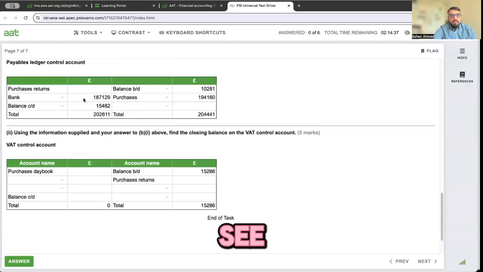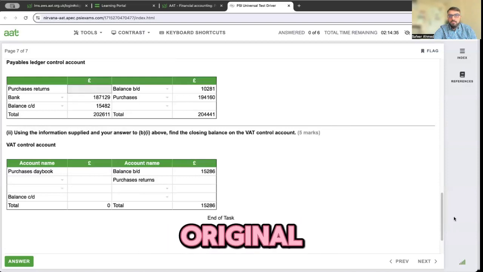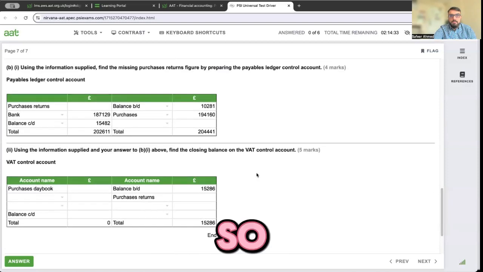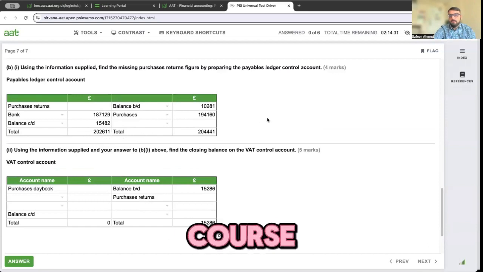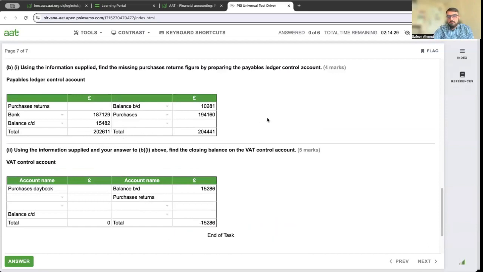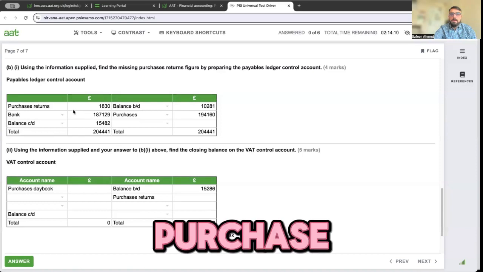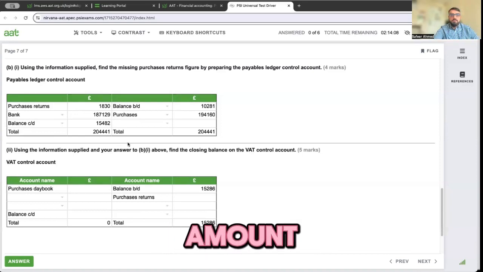So now, as you can see, the difference will be your purchase return. The difference between these two: 204,441 minus 202,611, which gives you 1,830. Okay, so we have calculated the purchase return as a balancing amount.